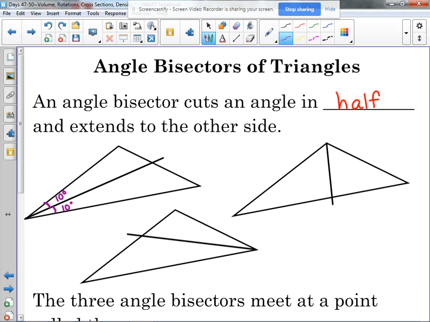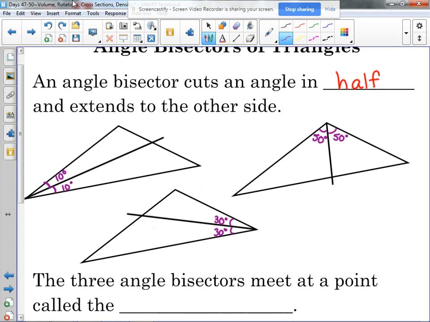Okay, let's look at this other one. These are the same. I'm a little bit bigger. Let's say these are 50 degrees. So right now I've used up 120 degrees in my triangle. I've got 60 degrees left, so that means that these are both 30 degrees. Okay, those angles have been cut in half.